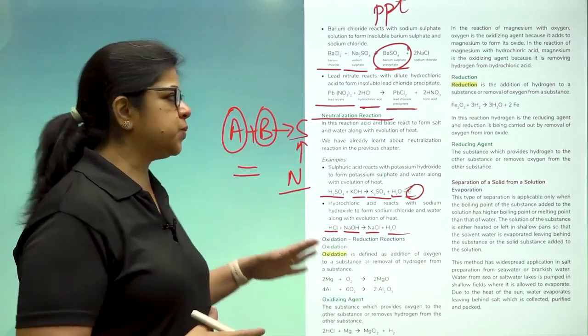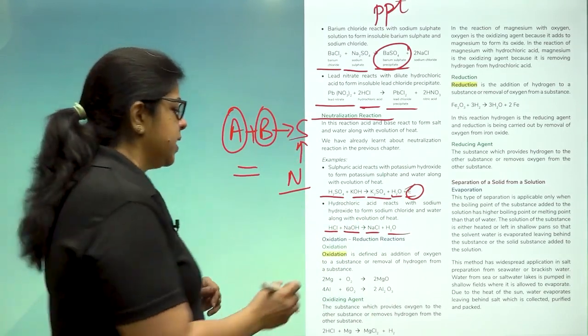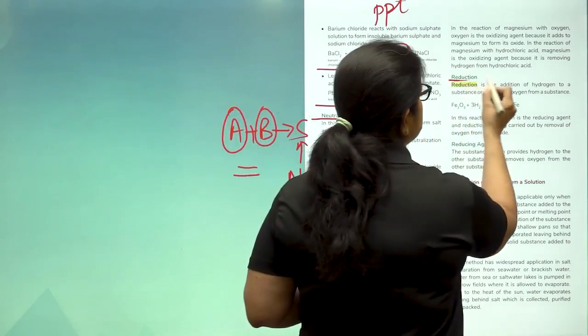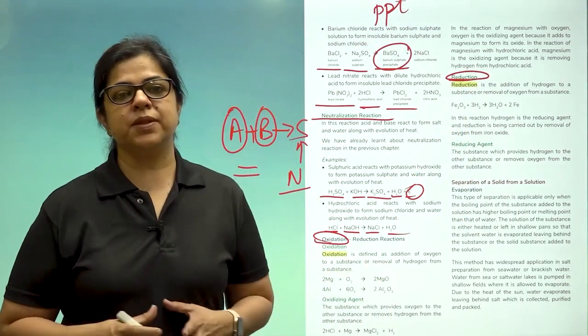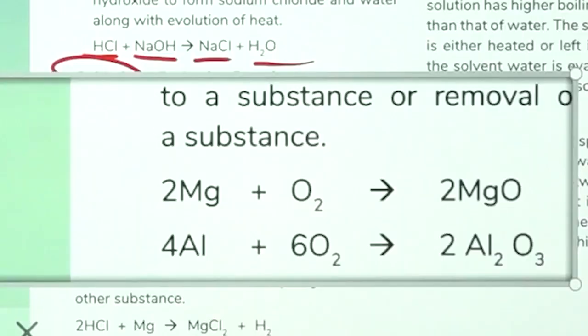There are some reactions which are known as oxidation reactions, and there are other reactions which are known as reduction reactions. How are they different? Let us understand again with the help of equations given in your book. If you take these two examples, in both these examples, oxygen is being added. In the first case, it is forming magnesium oxide. In the second case, it is forming aluminum oxide. These reactions involve addition of oxygen. Therefore, these reactions are called addition or oxidation reactions.